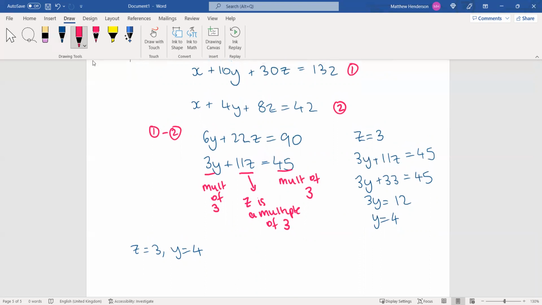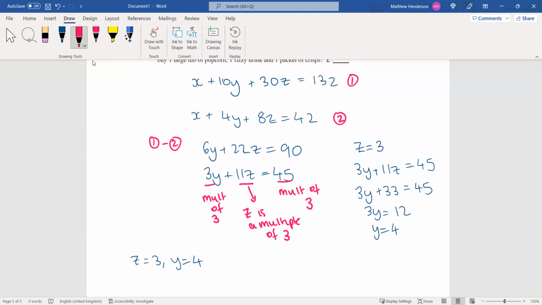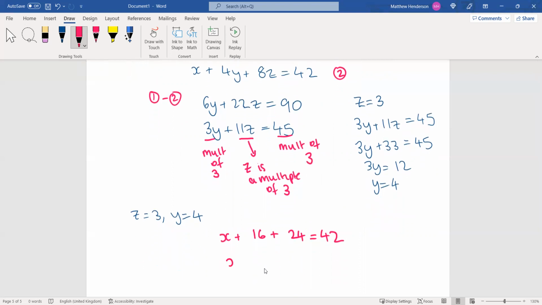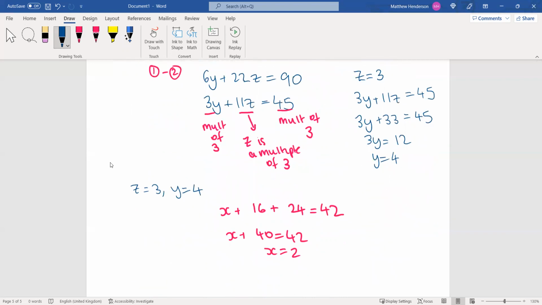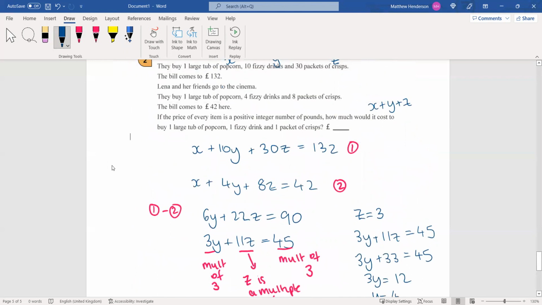So going back and substituting into one of our equations, I am going to pick the second equation because it's a little bit smaller, so it'll be easier numbers to deal with. So substituting in our new values, we get X plus 4Y is going to be 16, plus 8Z is going to be 24, and that should be equal to 42, which by adding together, we get X plus 40 equals 42, and X has to be equal to 2. So in the question where we were asked to find the cost of a popcorn, a fizzy drink, and a crisp, that comes to X plus Y plus Z, and we just need to add them together. And we get 3 plus 4 is 7, plus 2 makes 9, and that's our answer, £9.